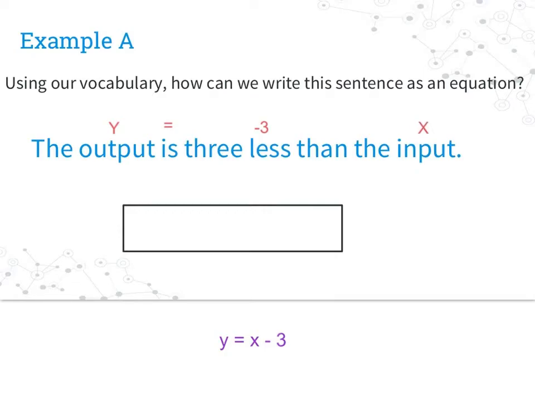Now, there's a very important phrase here, and that very important phrase is less than. The less than means that this negative 3 is going to move to the back of my equation. So when I write my equation, I'm going to just bring down all the things that I have. y equals x, and since I know the less than is going to cause the negative 3 to go to the back, I'm going to have x minus 3 at the back. So y equals x minus 3. Let's take a look at the next example.